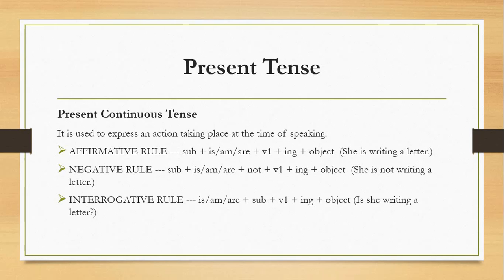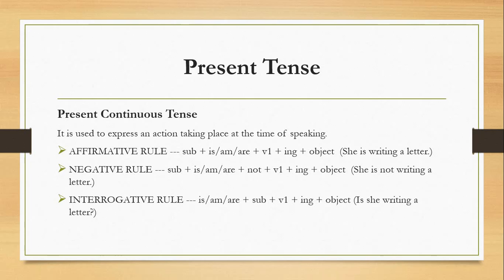Then comes present continuous tense. It is used to express an action taking place at the time of speaking. I can say that at present I am recording. Again the same affirmative, negative and interrogative are given. Affirmative, subject plus is, am, are. Do remember we use forms of the be verb in present continuous tense: am, is, are, plus V1 plus ing plus object. For example, she is writing a letter.